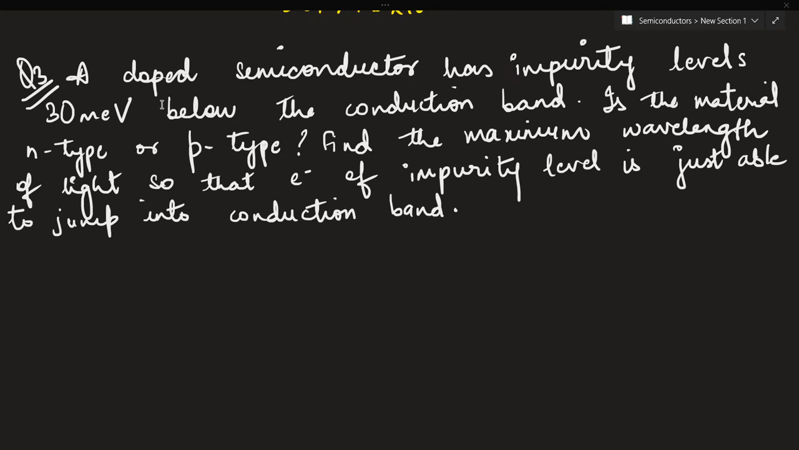Calculate the wavelength also. What is the wavelength? The second part of the question. First part is correct. It is N type. Right. I don't know the formula. The formula we have just done in the previous question. Oh, okay. You have the energy 30 milli electron volt, wavelength.